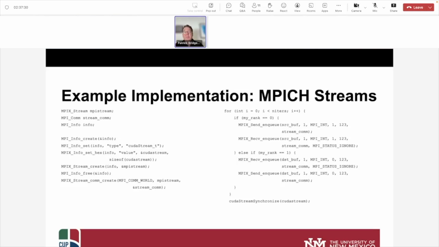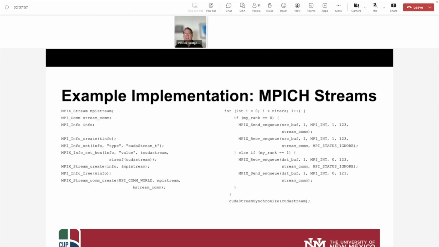And so let's go through some simple examples so that people understand what we mean by triggering. So in this case, this is the MPI+X stream specification and implementation in the current version of MPICH. If you go look at MPICH today, this interface is in MPICH. You can download it, you can install MPICH on a system with GPUs, you can run it.